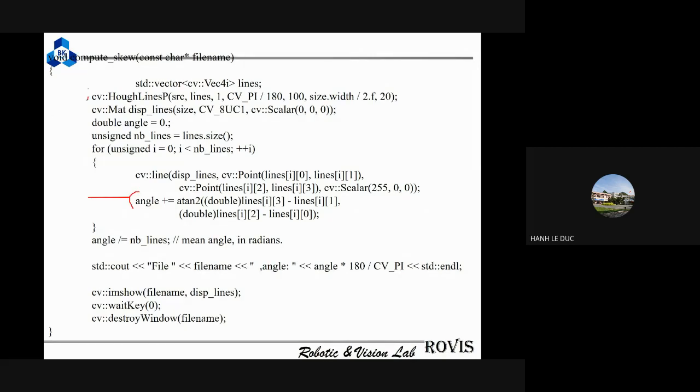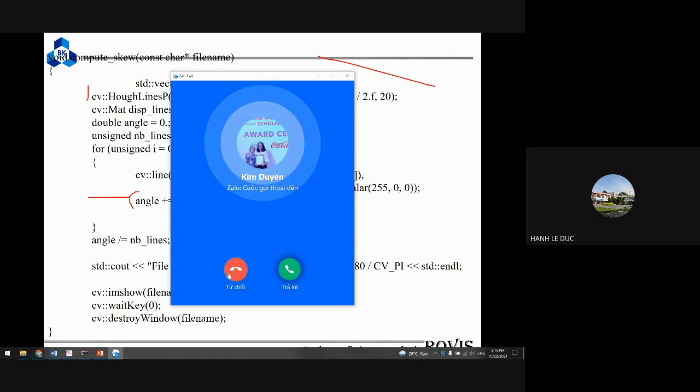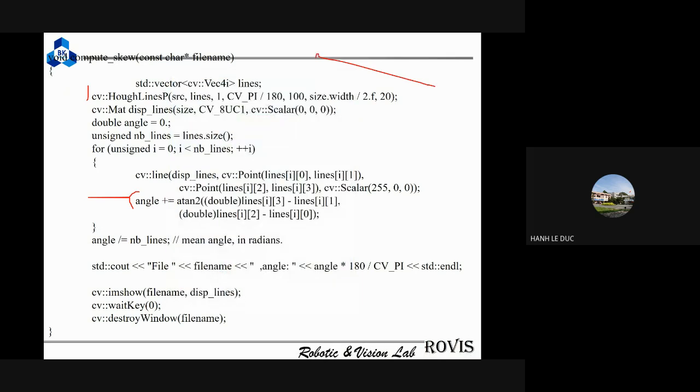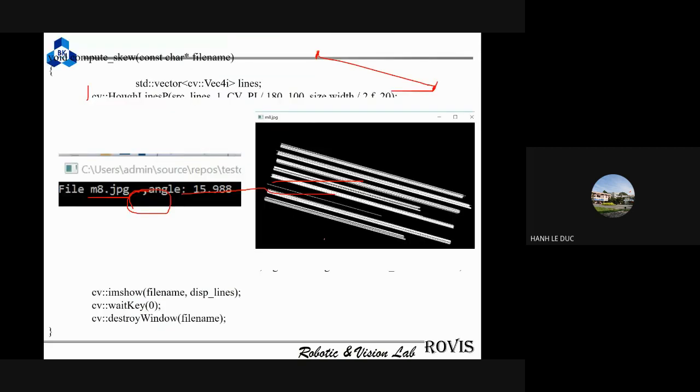Use HoughLinesP, right? And then you have the lines, where this one is the coordinate of the first point and this one is the coordinate of the second point, here. Right? And then you can compute the angle like this. You can compute the angle by this equation, okay? And then you have this one, okay? Yeah, this one.